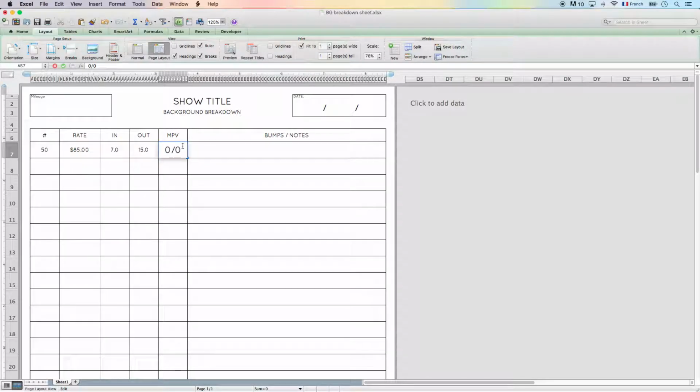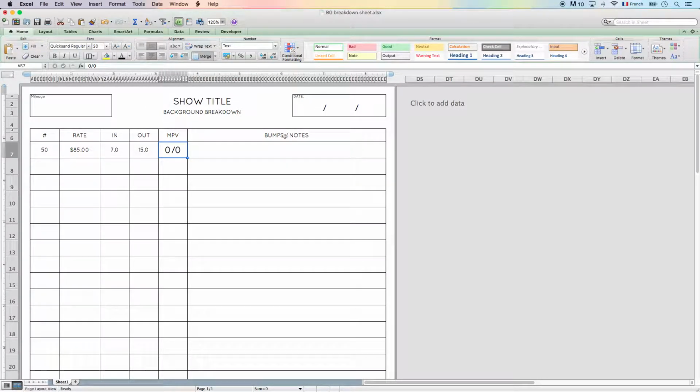Now, if for some reason they were going to lunch late, we would give them 1 meal penalty or more if it applies. And as far as the bumps or notes go, these backgrounds are non-union, so they're probably entitled to almost nothing. Nothing special happened that day, so boom, here we go, just like that. Then I've got my 20, what did I say?